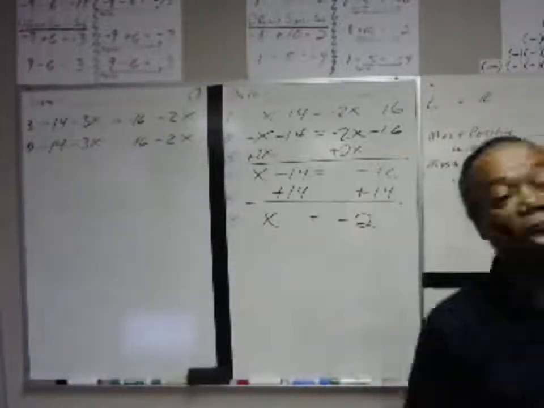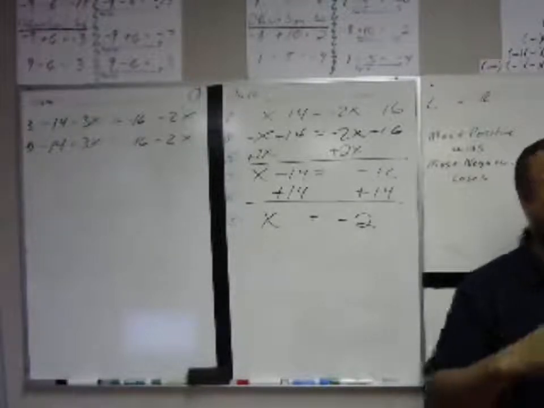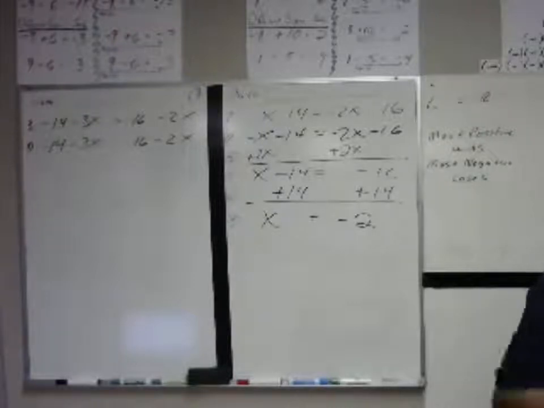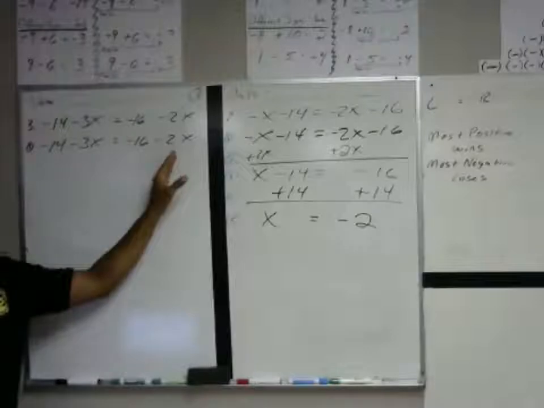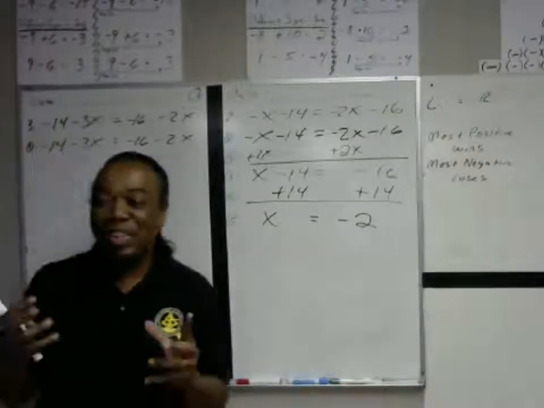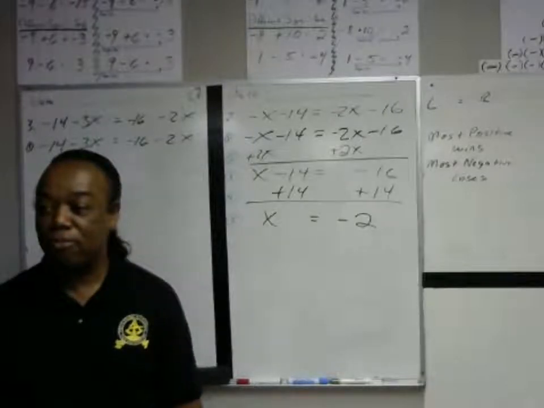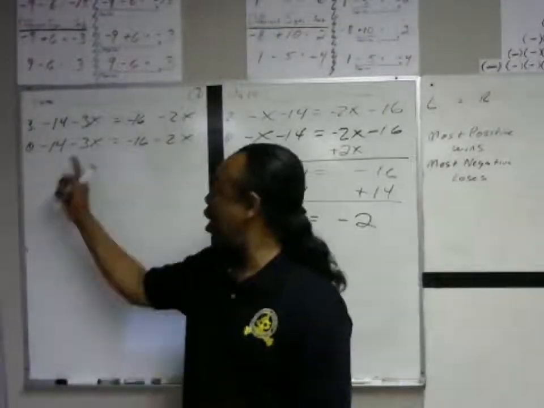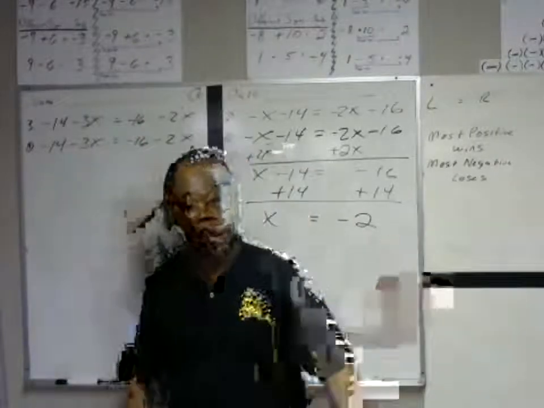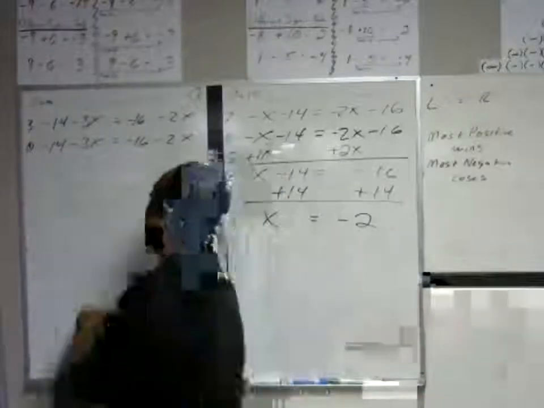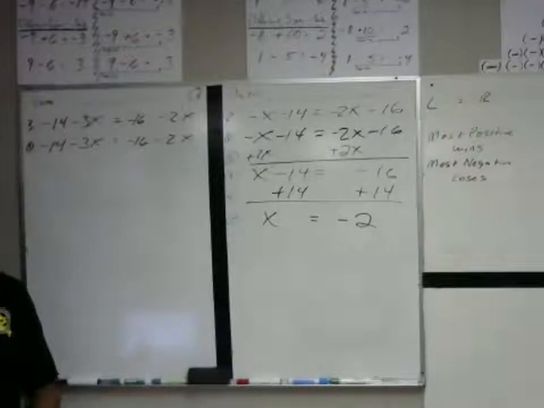Now, let's find out who's the most positive or who's the most negative. The most negative, or someone that's not as positive, you're going to get rid of that side. You have a negative 3x on the left and a negative 2x on the right. Who's the most negative? Exactly right. The negative 3x. That's the most negative. That's the one that goes.